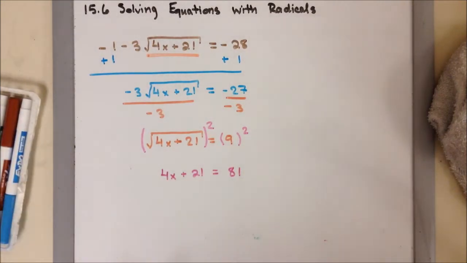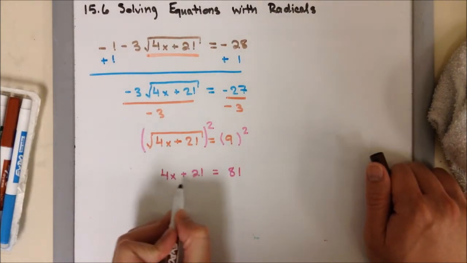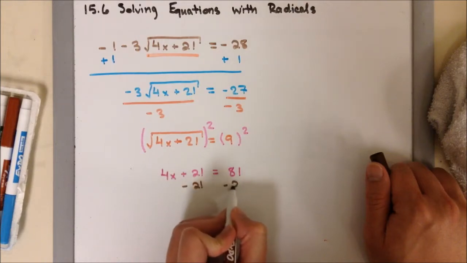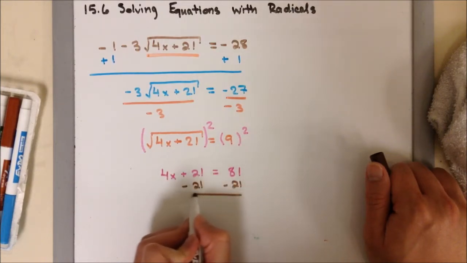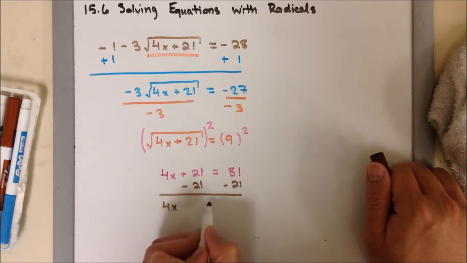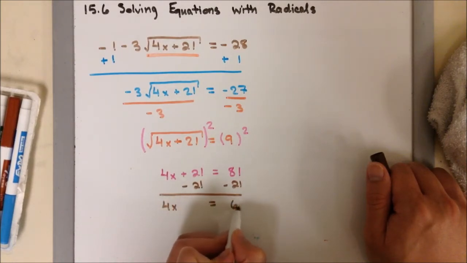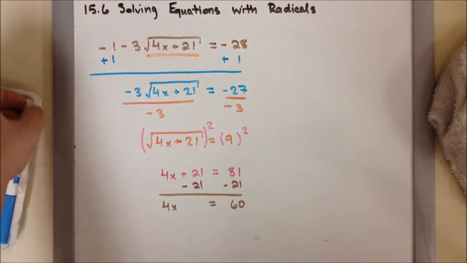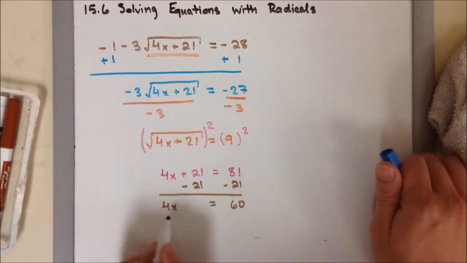From there, we're going to solve just like a typical equation. I'm going to cancel out the +21, so I'm going to subtract 21 on the left side, subtract 21 on the right side. Then what I'm going to have is 4x equals 60. From there, I'm going to divide both sides by 4.